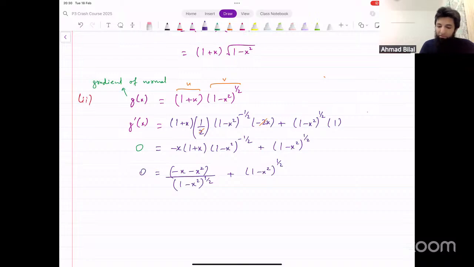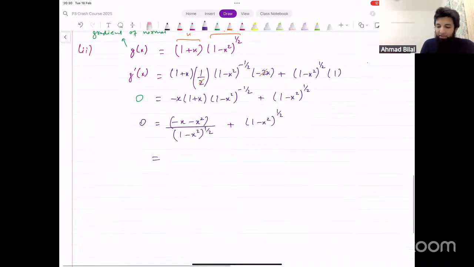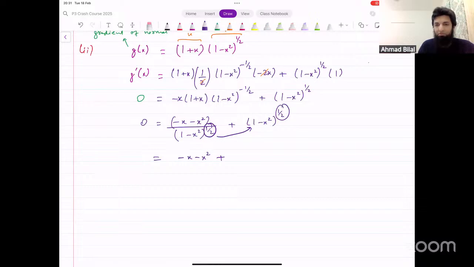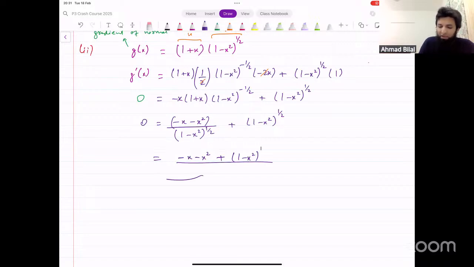That equals 0. If we take LCM on the right side, what do we get in the numerator? Minus x squared. This gets multiplied with this: 1 minus x squared power 1 over 2 times 1 minus x squared power 1 over 2. Same base, powers get added. 1 over 2 plus 1 over 2. What's that? That's 1. So we have 1 minus x squared power 1 divided by whatever, that will get multiplied with 0. And you get 0 on the other side.